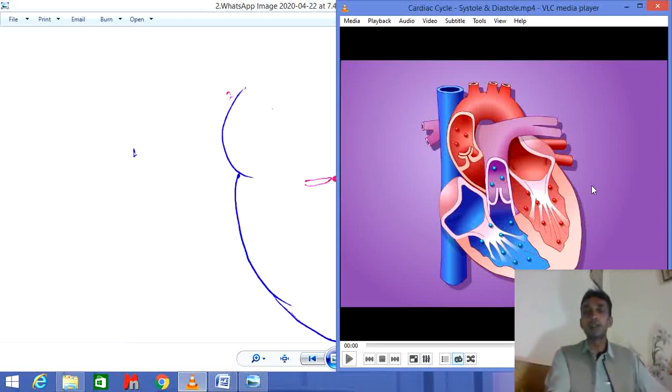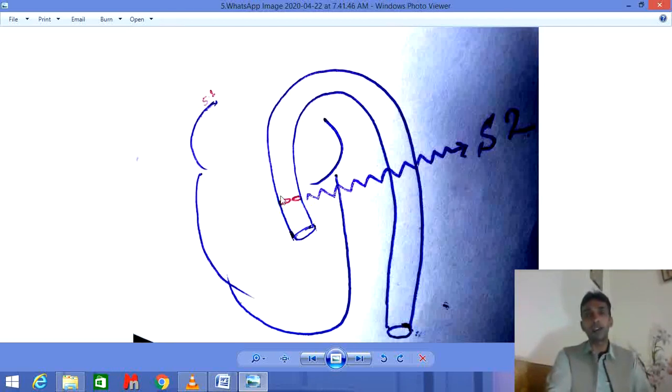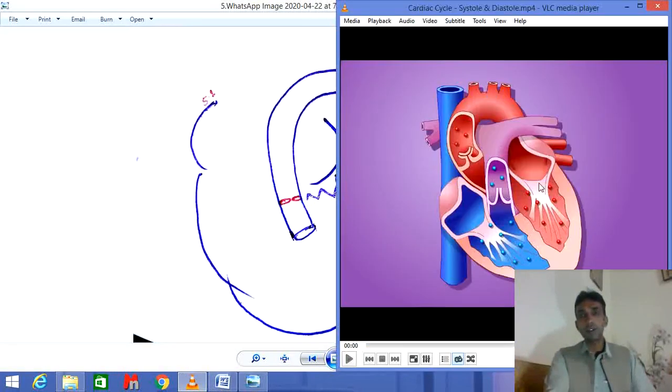So the S1 sound you can listen to at the apex of the heart. If you listen to the S1 sound at the base of the heart, you can also hear it there, but it will be softer. It will not be louder at the base. The S1 sound is always louder at the apex. And the S2 sound is always louder at the base, on the right of the sternum. The S2 sound is always louder over here.